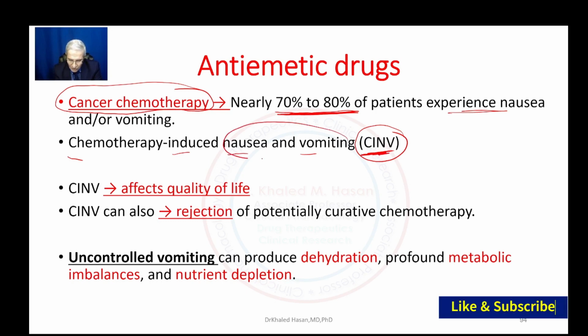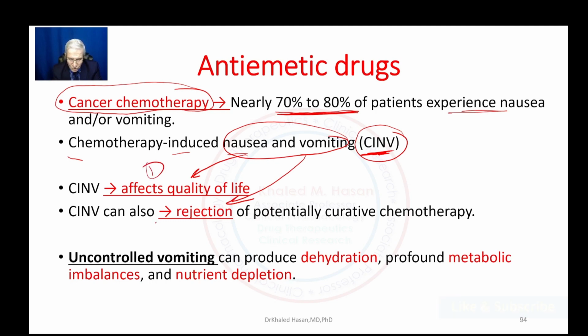So for example, when the patients suffer from nausea and vomiting due to the chemotherapy, they said these symptoms may affect the quality of life. That's correct. These symptoms may lead the patient to reject the treatment. They say, I'm not going to take this medication because it caused me a lot of disturbance, a lot of nausea and vomiting. I don't like it. So the patient will reject this treatment. This is number one, quality of life. Number two, rejection. Number three, so what happened here?